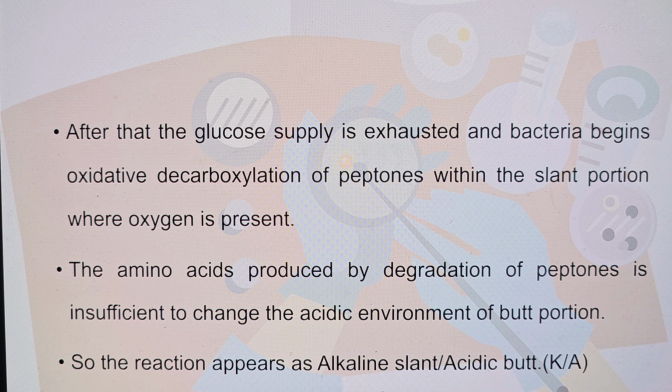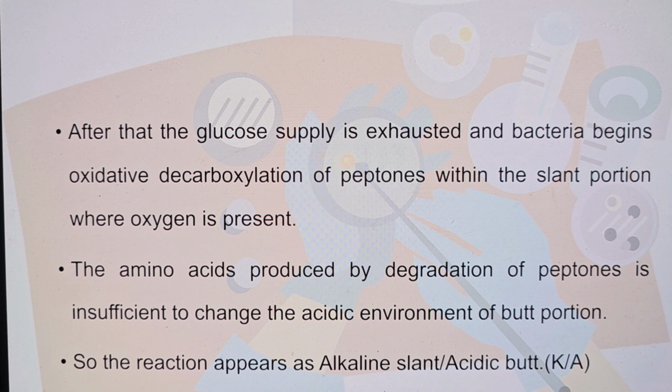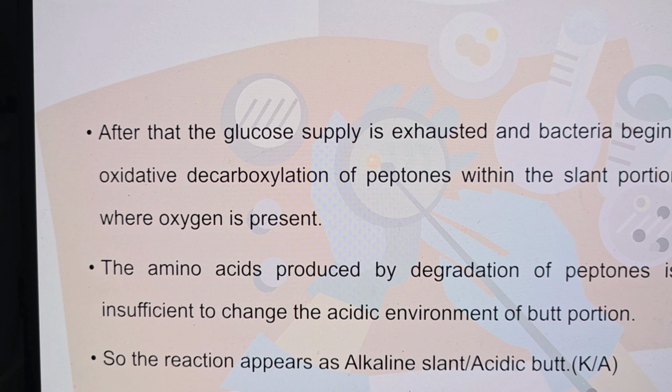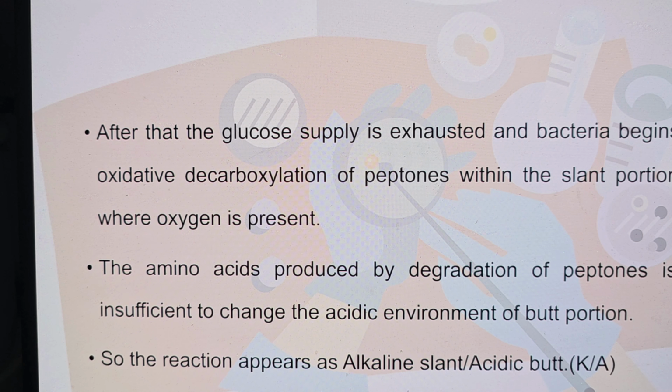After that, the glucose supply is exhausted and bacteria begin oxidative decarboxylation of the peptones within the slant portion where oxygen is present. The amino acids produced by degradation of the peptones are insufficient to change the acidic environment of the butt portion. So the reaction appears as K by A, that is alkaline slant with acidic butt.